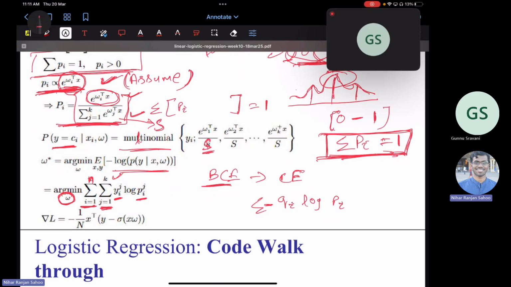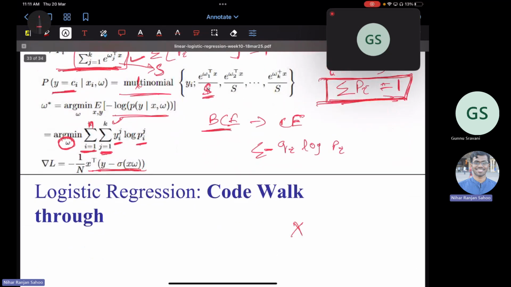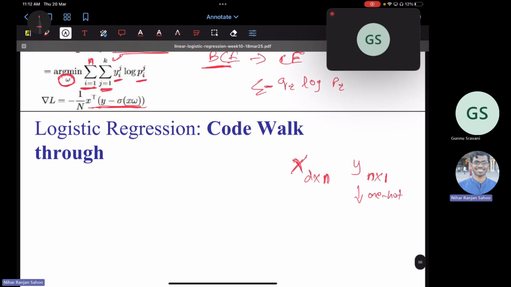Now, if you vectorize this formulation, the vectorized formulation will be exactly the same as what we saw in binary logistic regression, but the dimensions will change now. So x dimension doesn't change. It's let's say d cross n if there are n data points. Then what will be our y? Originally y is n cross 1. After doing one hot encoding, it will be n data points and k classes, n cross k, if we have a k class scenario.